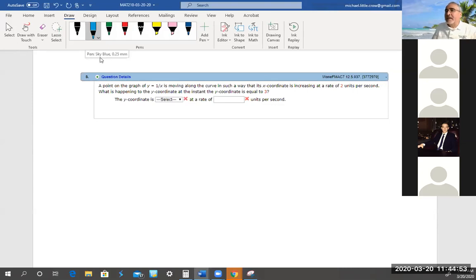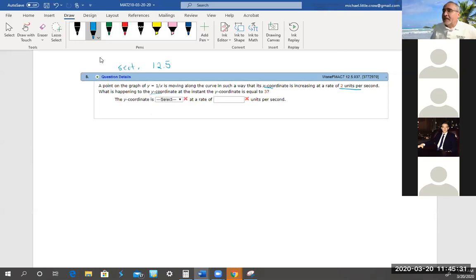That's my hope. Okay, so for number 8, this again still in 12.5. I'll put that there. And so the point on the graph, y equals 1 over x, is moving along a curve in such a way that its x-coordinate is increasing at 2 units per second. What is happening to the y-coordinate?